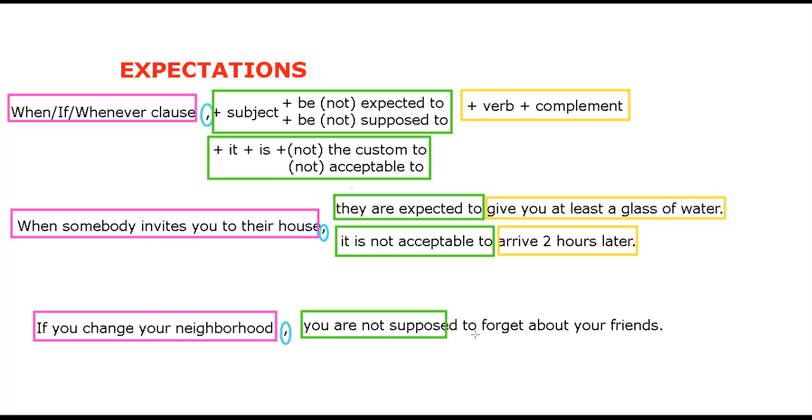Okay, teacher, why don't you put, for example, from your neighborhood? It's not necessary to put from or of your neighborhood. If you change your neighborhood, si cambias tu vecindario, from your neighborhood, that would be move. If you move from your neighborhood, but change, you don't use any prepositions with change. You can move from somewhere, but with change, you never use a preposition.